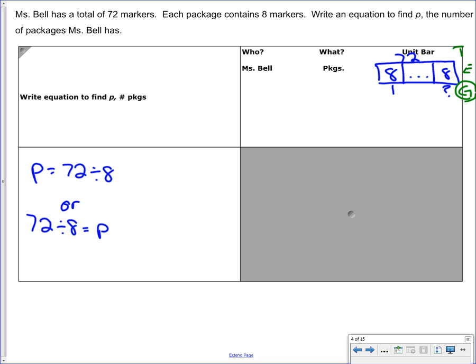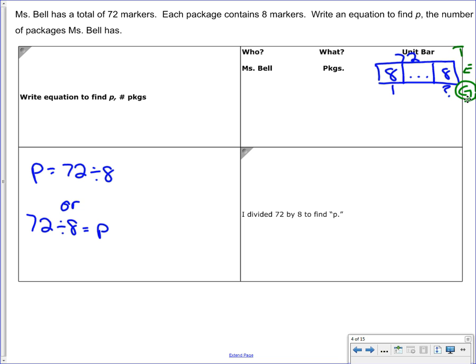Okay, again, I'm going to write it both ways just in case the way we write it isn't the way that the test writers write it. How did we solve this? I divided 72 by 8 to find P.